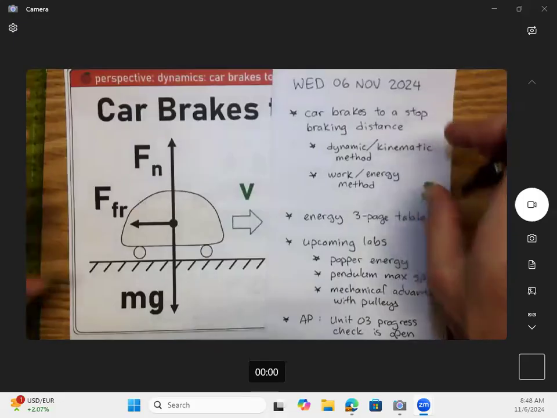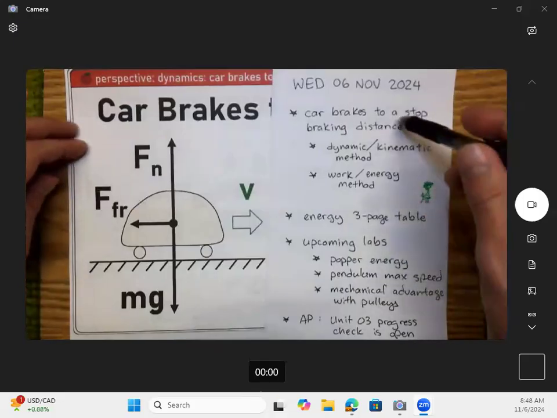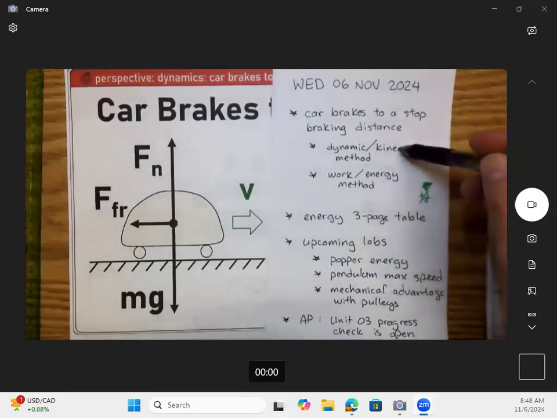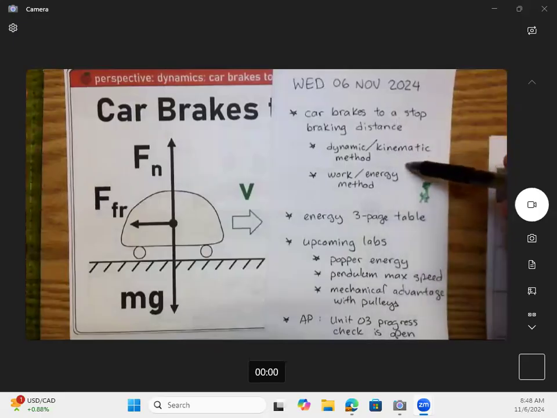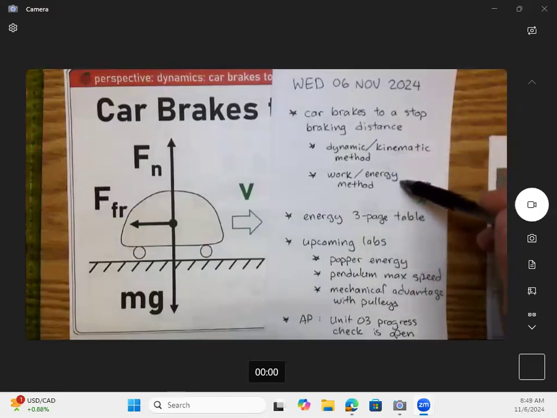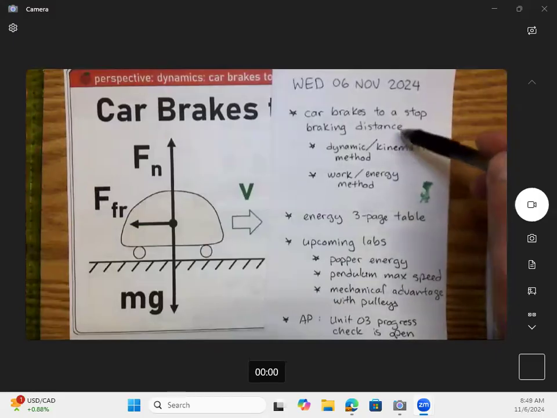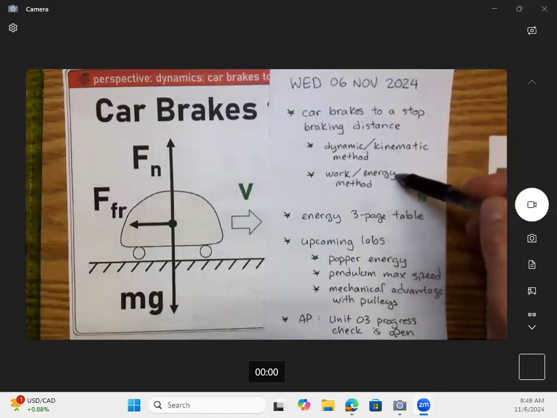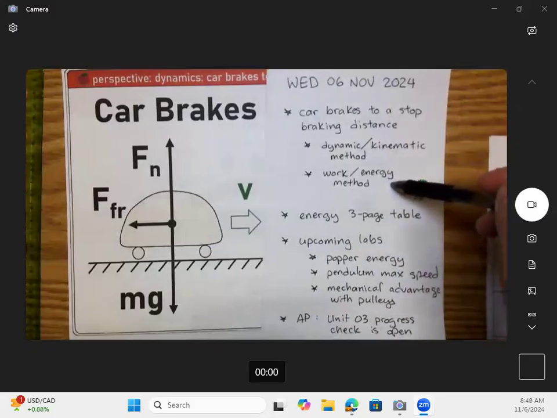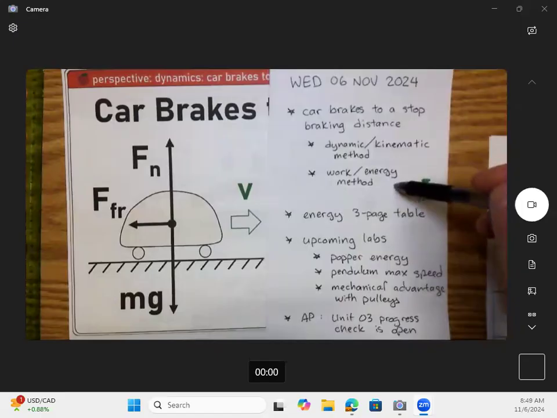So near the beginning of class, we're going to look at this car brakes to a stop scenario and ask, what's the braking distance? This is something that you could solve before using dynamics and kinematic motion. So we'll solve it that way. And then we're going to use the new method that you just learned in the last couple of days. I'm going to show you that it is, in fact, the same distance, but also that you can solve it faster using this new method.